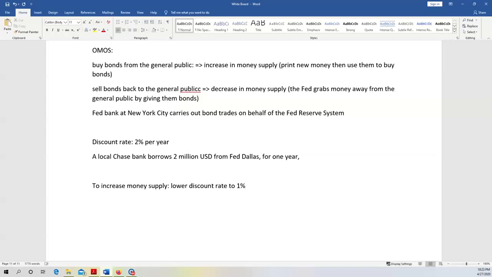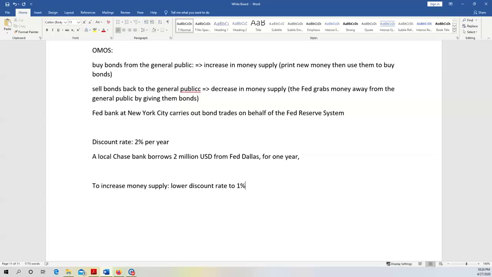So for example, if a central bank wants to encourage regional commercial banks to borrow more money from the central bank, it can lower the discount rate to 1%. And this is good news to the borrowing bank, the local Chase Bank. Why? Because before, the local Chase Bank had to pay a 2% discount rate per year for borrowing money from the regional Federal Reserve Bank. Now the interest rate, which is called the discount rate here, is lower, 1%.